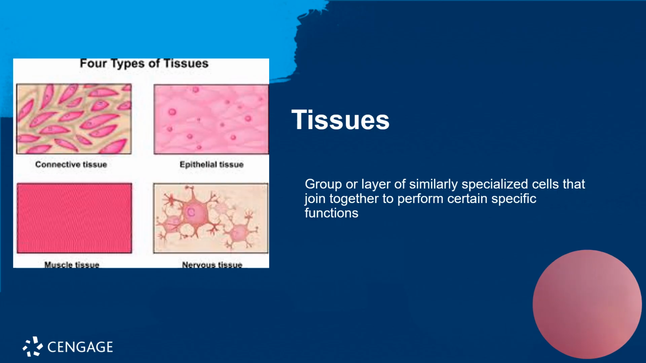Tissue is the next step up, and this is a group or layer of similarly specialized cells that join together to perform certain specific functions. Histology is the microscopic study of the structure, composition, and function of tissues. So the histologist is a specialist, and they do not have to be a physician, that studies the microscopic structure of tissues. There are four main types of tissue. We have epithelial, connective, muscle, and nerve tissue.